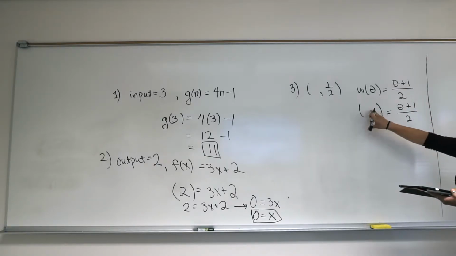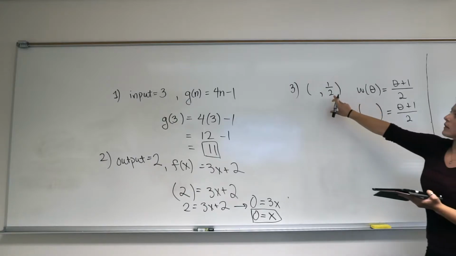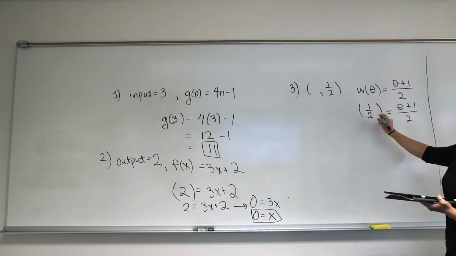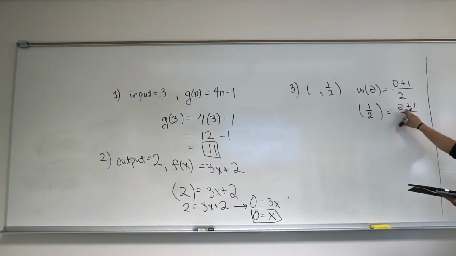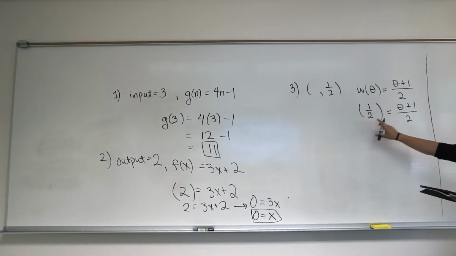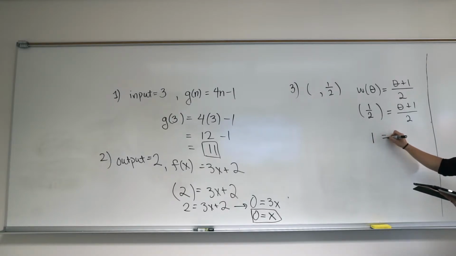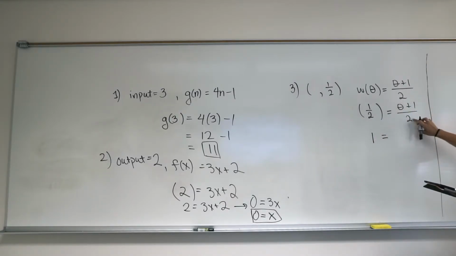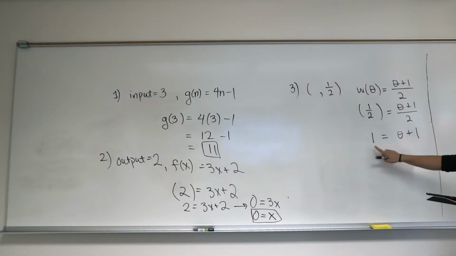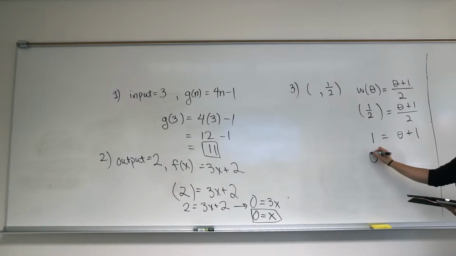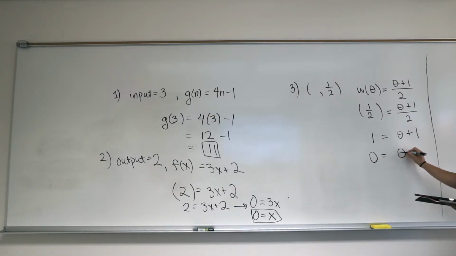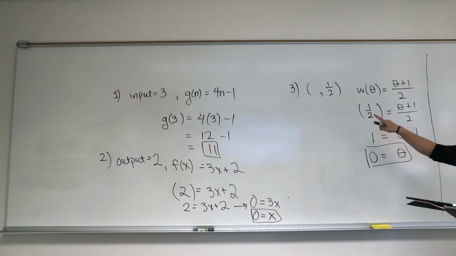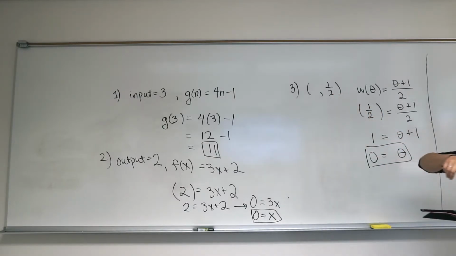And now we're just going to replace w of theta with the output that's given to us, 1/2. And then we'll solve for theta. So we'll multiply both sides here by 2. 1/2 times 2 is 1. If I multiply this whole side by 2, I just get theta plus 1. If I subtract 1 from both sides, on the left side I get 0. On the right side I get theta. So theta equals 0. That is our input value for output equal to 1/2.